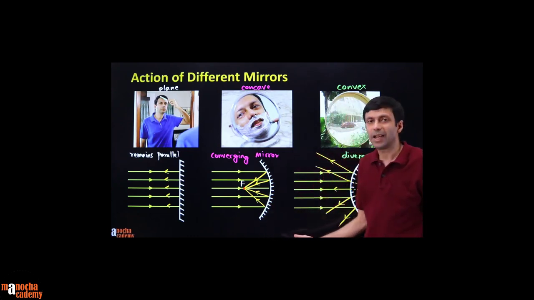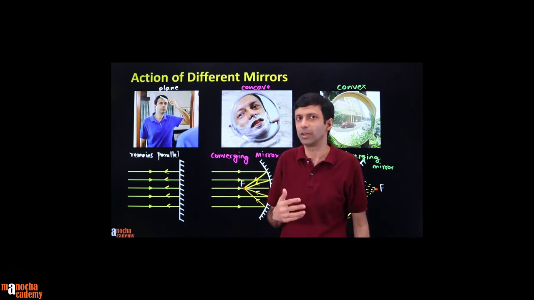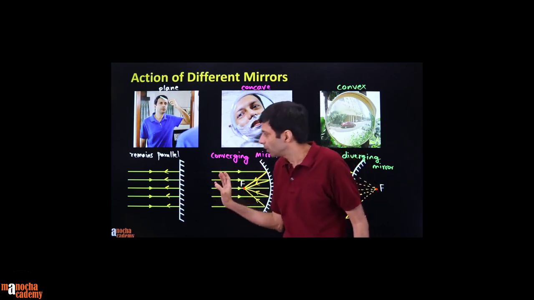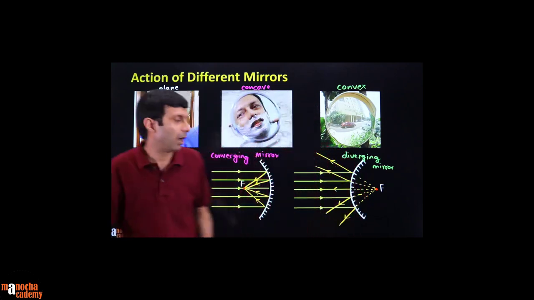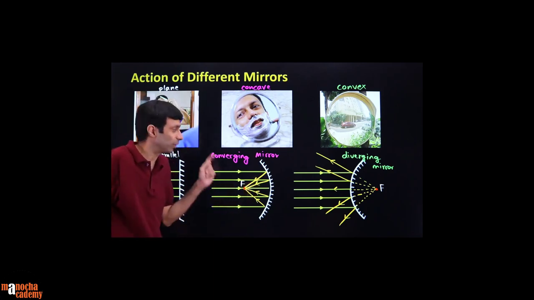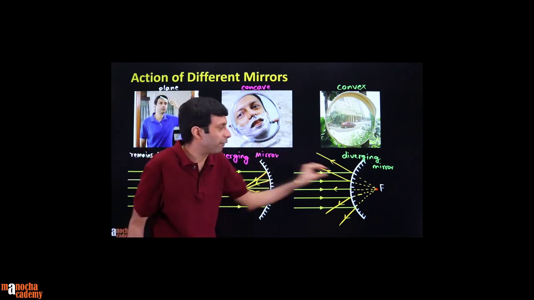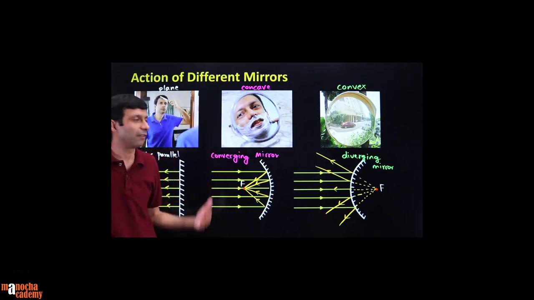So this is a very important slide because it summarizes the difference of action of the three mirrors. We are throwing the same thing, a parallel beam of light. This one, after reflection, the parallel beam remains parallel. Here, after reflection in a concave mirror, it converges to a single point, so it is a converging mirror. This one diverges it away, and if you trace it back, it meets at a point behind the mirror. So the convex mirror is diverging.